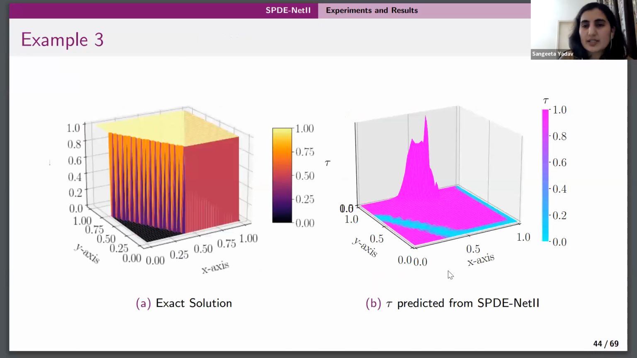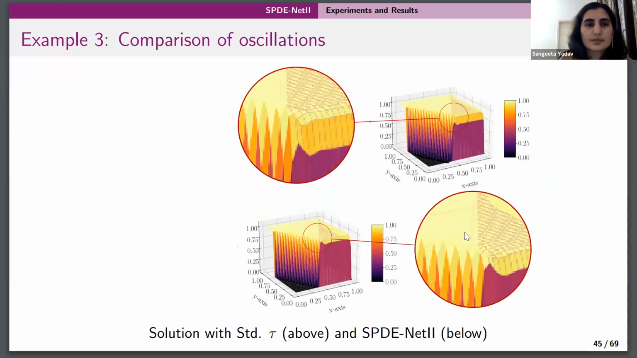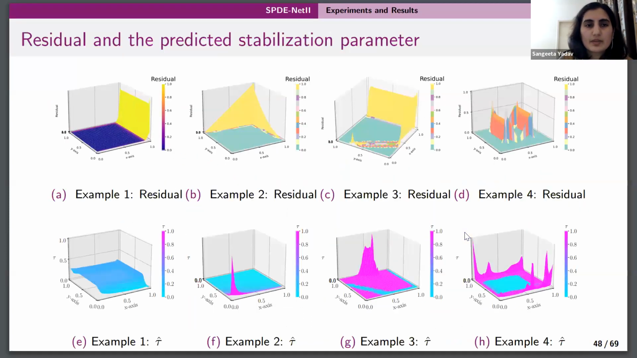Yeah, that's a good suggestion, that I should plot it over this diagram itself to see the threshold, at least the difference between the two. Yes, so like initially I mentioned this. Above we can see the value of the residual. By residual, I mean the strong form of the residual for all the 4 examples. And in the diagrams below, we can see the value of tau hat predicted from the SPDNet2.